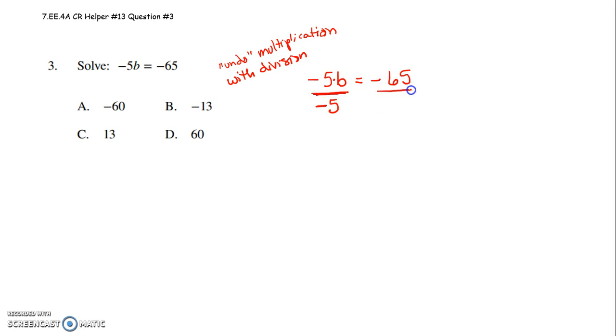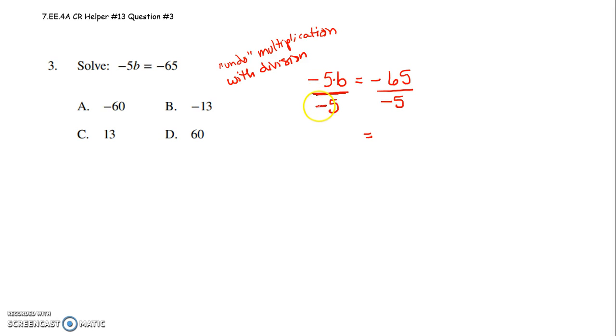Then I move over to the right-hand side of the equal sign. Whatever I do to the left-hand side, I must do to the right-hand side, so the equality remains. So on the right-hand side of the equal sign, I also need to divide by negative 5. You undo multiplication with division, and the number you need to divide by when you look at your variable b, that coefficient of b, is the exact number you need to divide by.